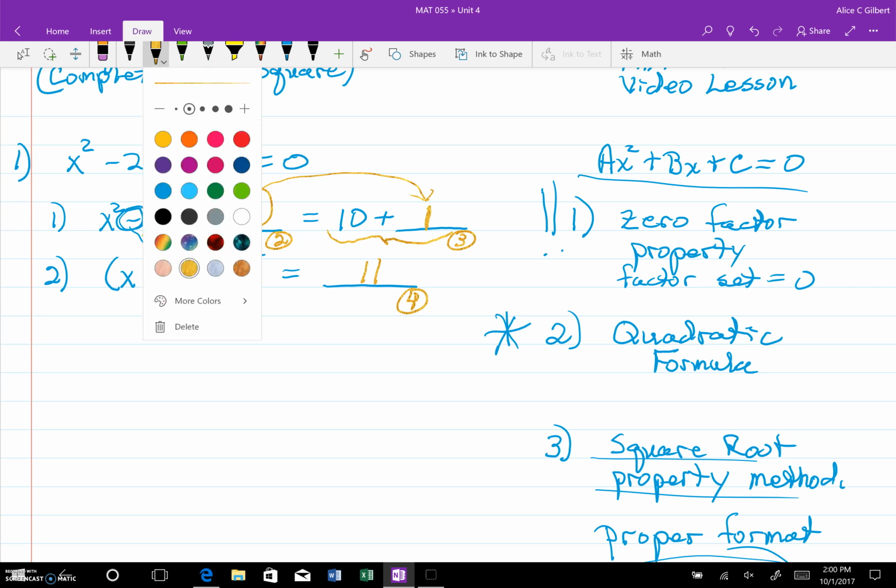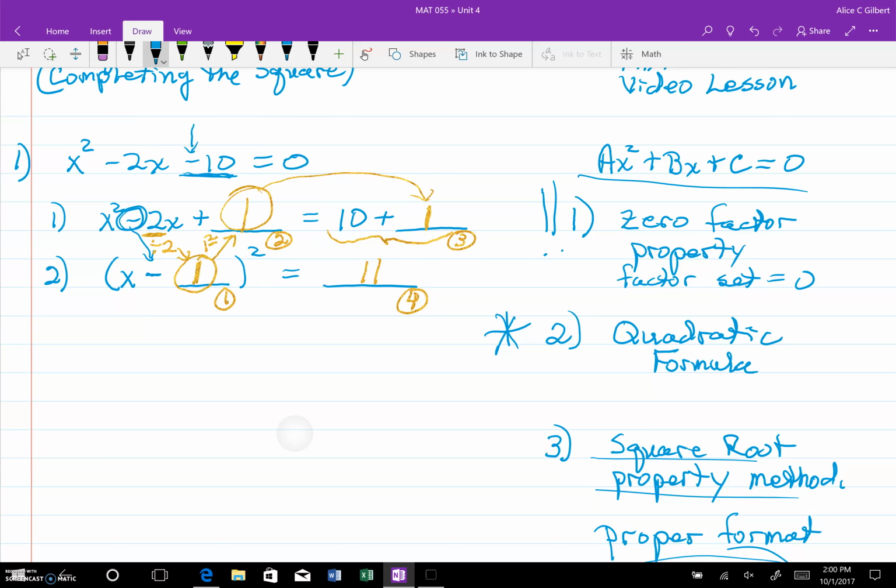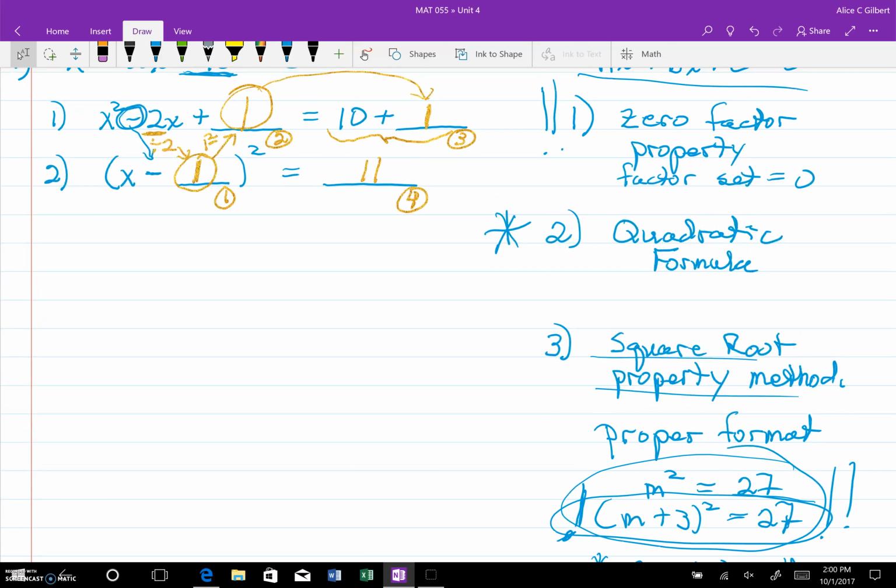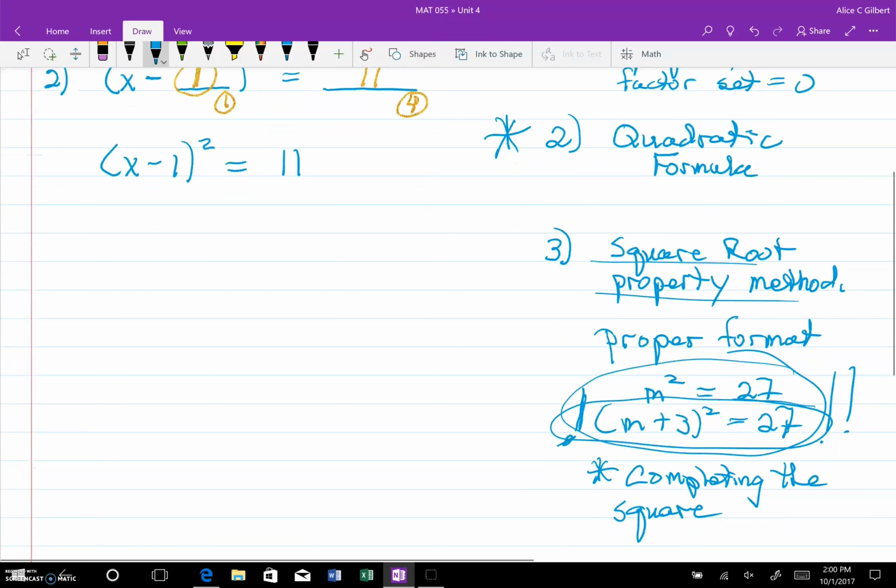Now I'm going to rewrite this. We won't do that again, but I'm going to rewrite what I have here so that you can see it without all the extra stuff. And now you can see that what I have has been forced to look exactly like this. So now it's in the proper format for us to use the square root property method. So let's go ahead and do that.